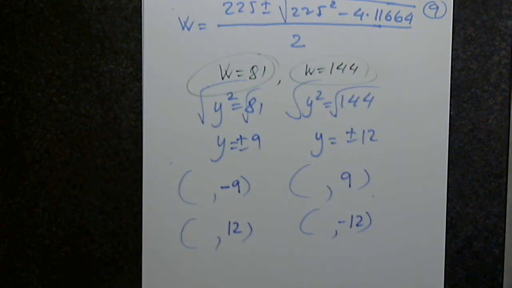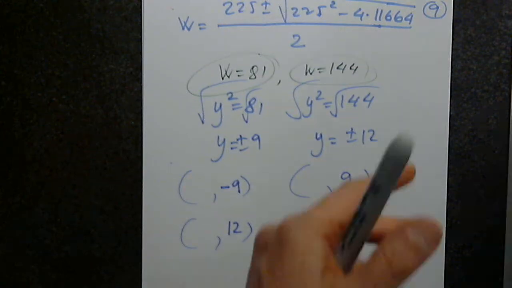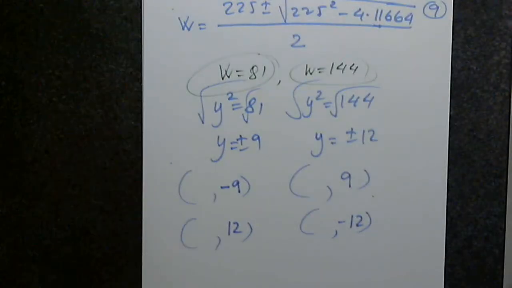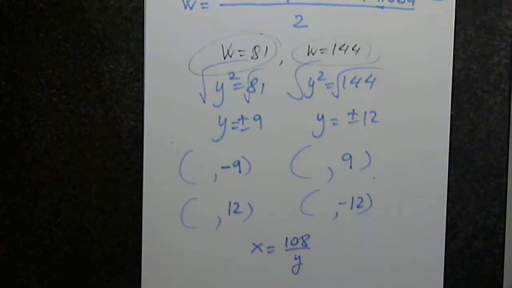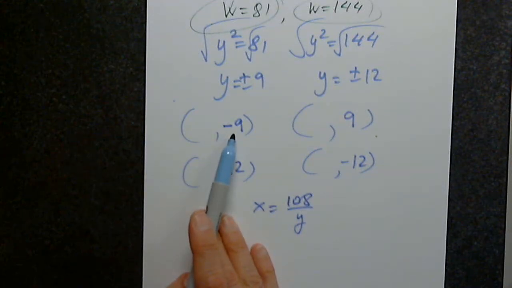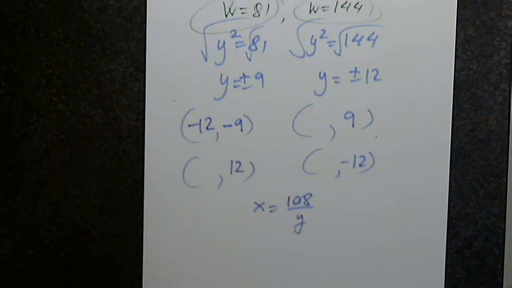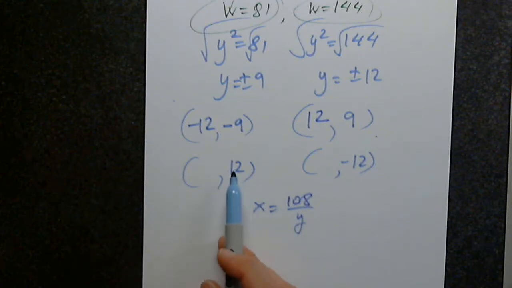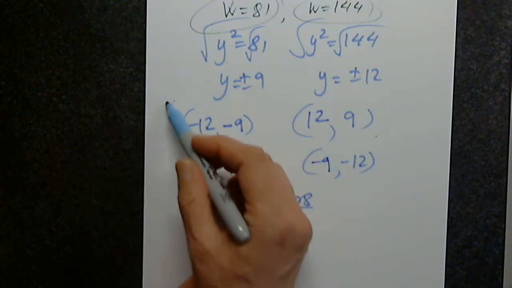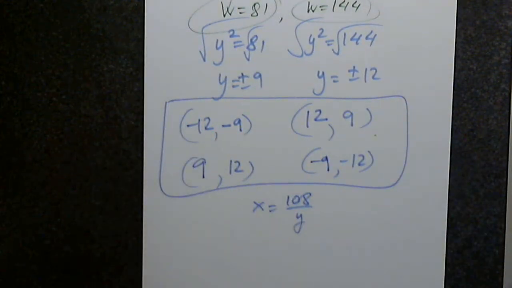I go back 15 pages earlier, and I get this. So let's copy it here. X equals 108 over y. So then, 108 divided by -9 is -12. 108 divided by 9 is 12. 108 divided by 12 is 9. And 108 divided by -12, -9. As expected, 4 solutions.